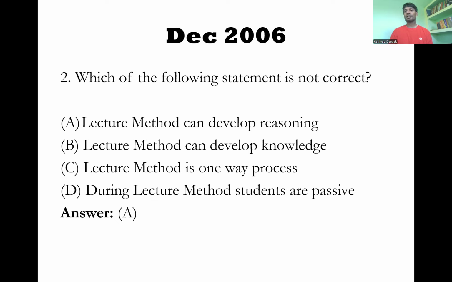Which of the following statements is not correct? Lecture method can develop reasoning. Lecture method can develop knowledge. Lecture method is a one-way process. During lecture method, students are passive. So the one that is not correct is that lecture method can develop reasoning, since it has nothing to do with reasoning. You need to communicate with one another, and in that sense that is not the correct one.